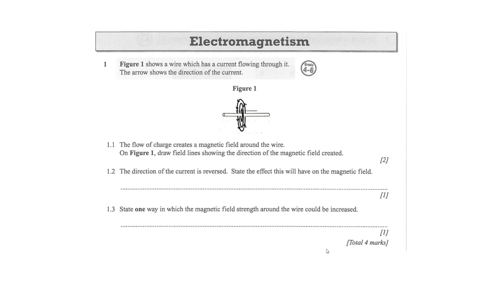The direction of the current is reversed. What effect does it have on the magnetic field? It will also reverse the magnetic field. State one way in which the magnetic field strength around the wire would be increased. You could increase the current. If you increase the current, you increase the magnetic field around the wire.